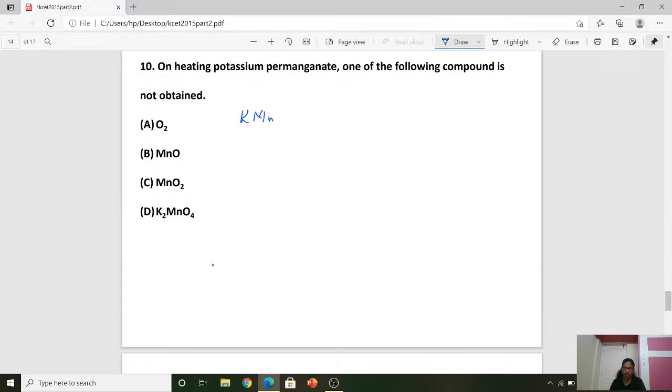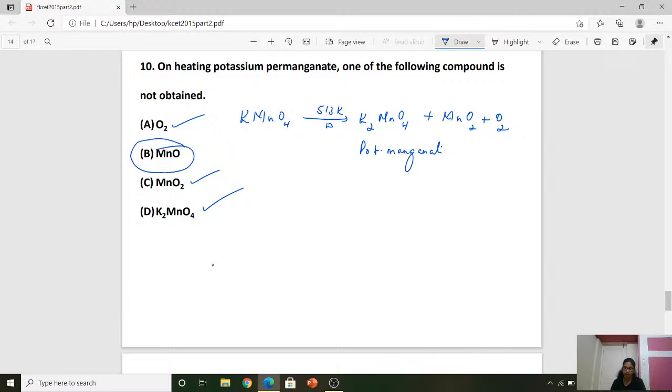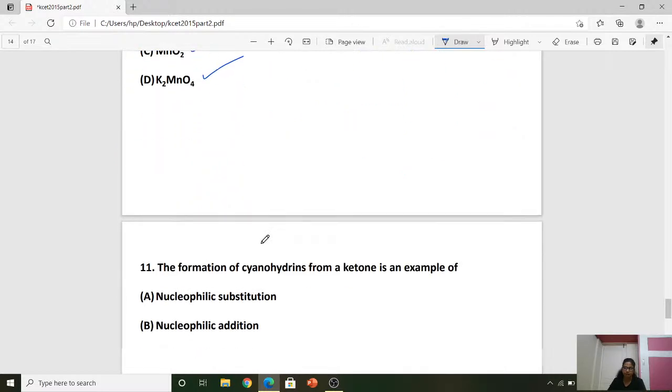Potassium permanganate on heating around 513 Kelvin undergoes decomposition. It will give K2MnO4, that is potassium manganate, manganese dioxide plus oxygen. So potassium permanganate undergoes decomposition reaction. So these are the products formed in the reaction. So manganese oxide is not formed. Therefore, this is the right answer. Option B will be the right answer.